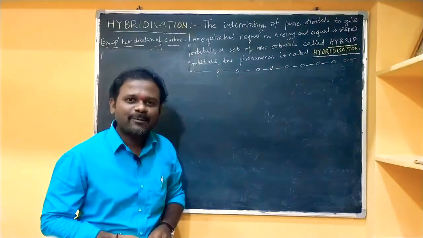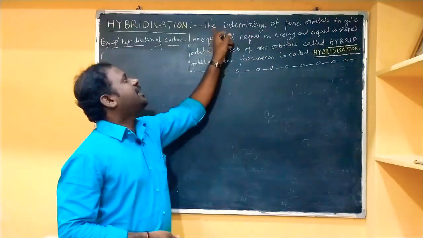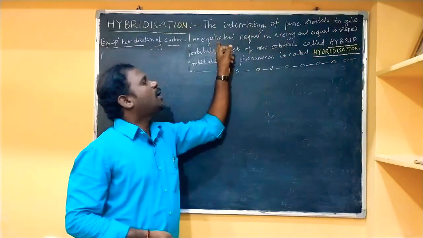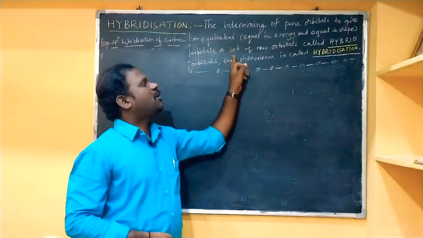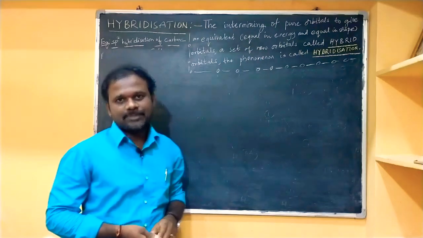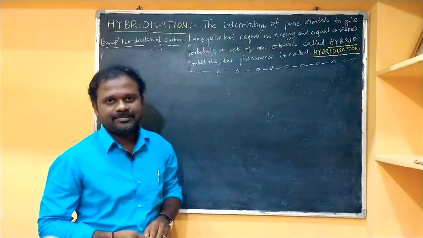What is the definition? The intermixing of pure orbitals to give an equivalent set of orbitals, which are called hybrid orbitals, and the phenomenon which is called hybridization. Right, sir?